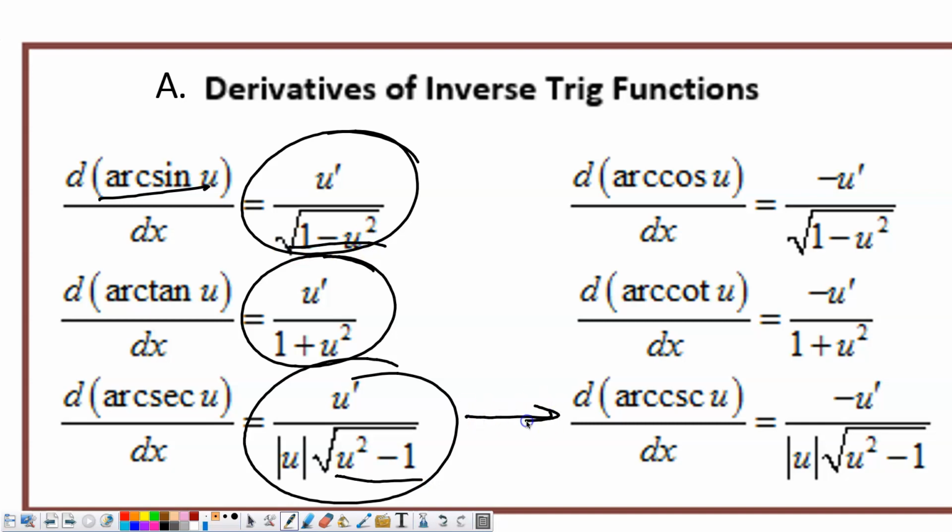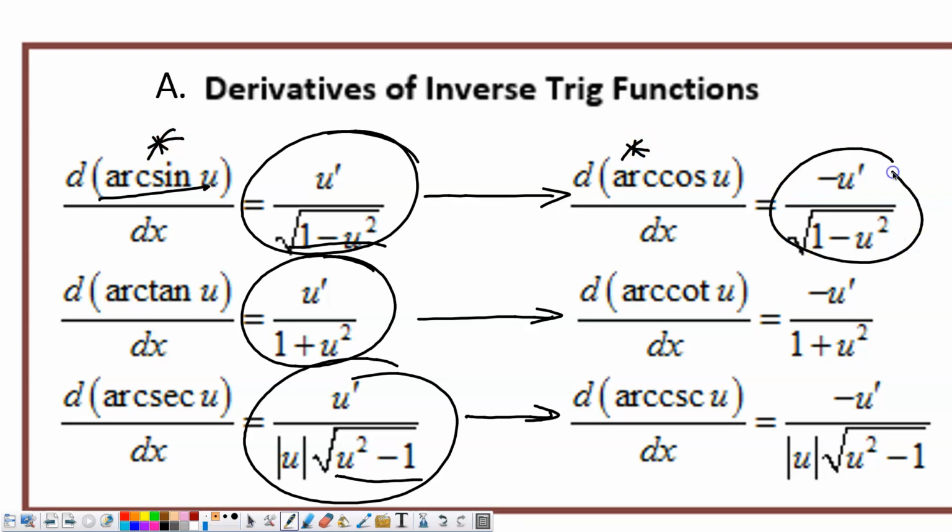Now, when you compare the derivative of arc sine to arc cosine, they have the same answers. It's just that one's positive and one's negative. Same thing when you compare the derivative of arctangent with the derivative of arc cotangent. Same answer, different signs. Same thing with arcsecant compared with arc cosecant. Same answer, different signs.